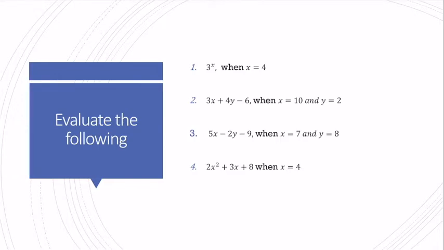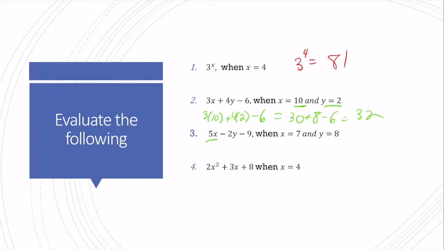So let's go ahead and evaluate the following. If I have 3 to the x when x equals 4, that's 3 to the 4th, which is going to be 81. Let's switch from red. If I have 3x plus 4y minus 6 when x is 10 and y is 2, that gives me 3 times 10 plus 4 times 2 minus 6. So I get 30 plus 8 minus 6, which is 32.